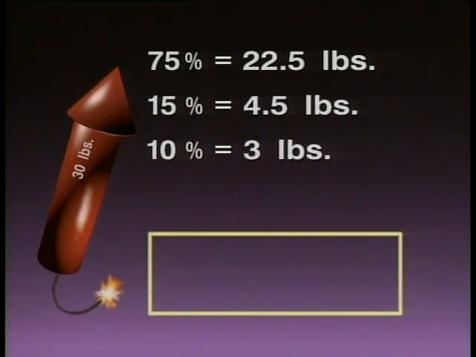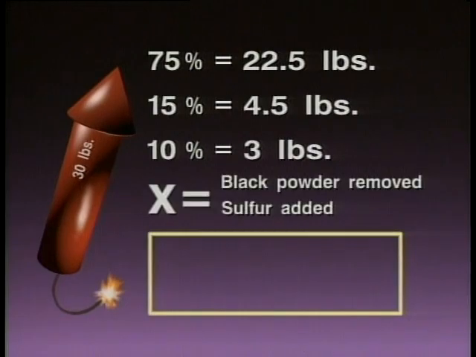Now we know the weights of each ingredient in the black powder. This is a start towards solving the original problem, which was how much mixed black powder must be removed and replaced with pure sulfur to bring the percentage of sulfur up to 12% without changing the weight of the shell. Now let's look at what we don't know. Since we don't know how much black powder should be removed and replaced with sulfur, let's call that value X. Notice that X here stands for both the amount of mixed black powder removed and the amount of pure sulfur to replace it. Now we have the pieces of the problem.